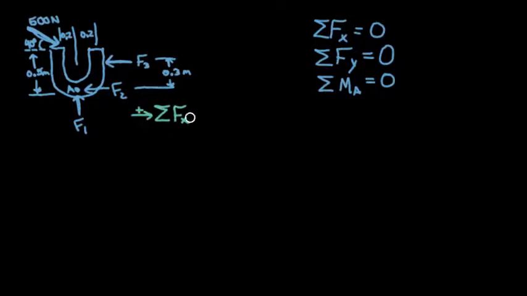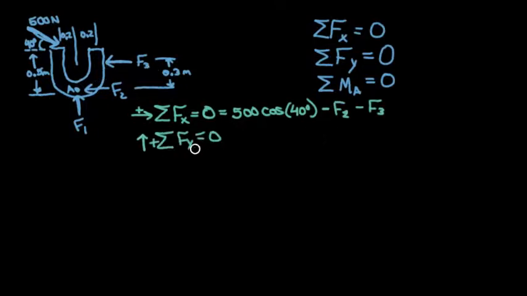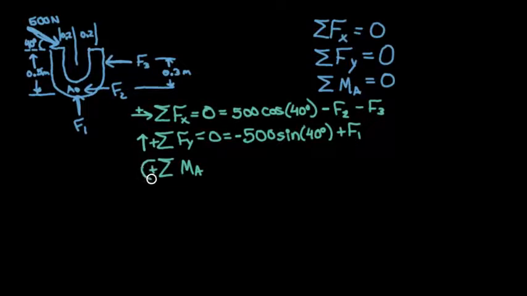Sum of the forces in the x direction is going to equal 0, and we're going to call to the right as positive. So we're going to have the x component of the 500 Newton force here, which will be 500 times cosine of 40 degrees, and then minus F3 and minus F2. Sum of the forces in the y direction, where up is positive. We're going to have the y component of this 500 Newton force, which would be 500 newtons times sine of 40 degrees. And that will be negative because that component is facing down. And then plus F1.